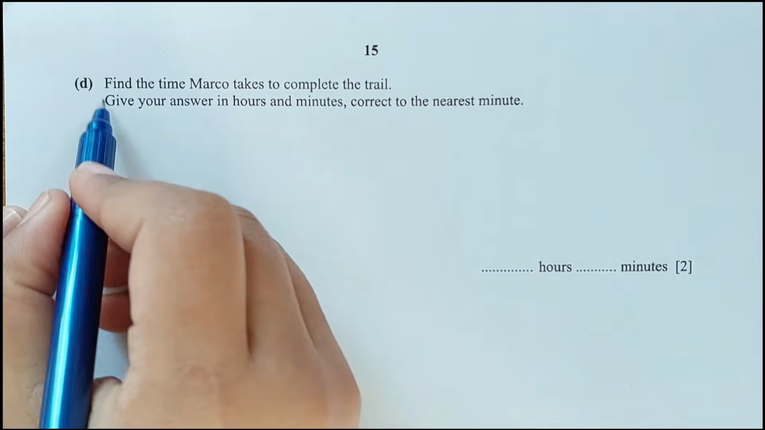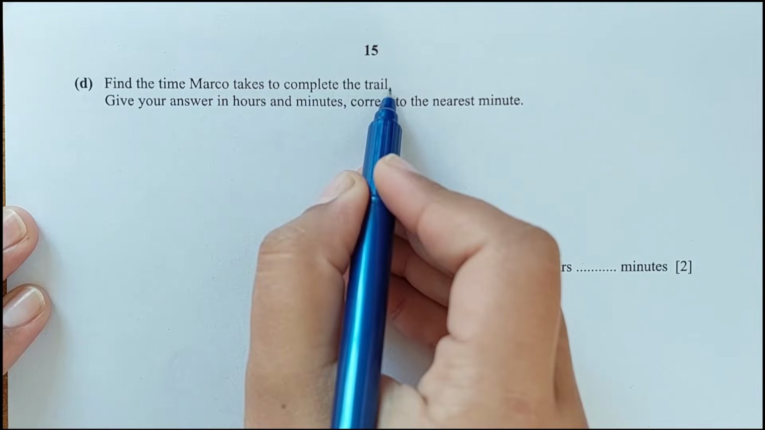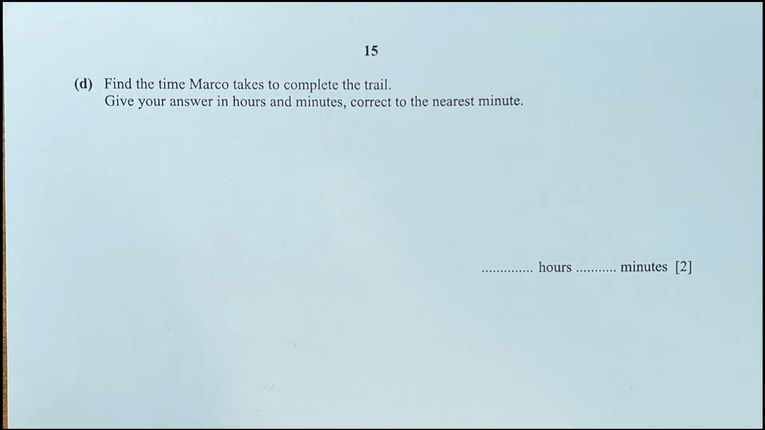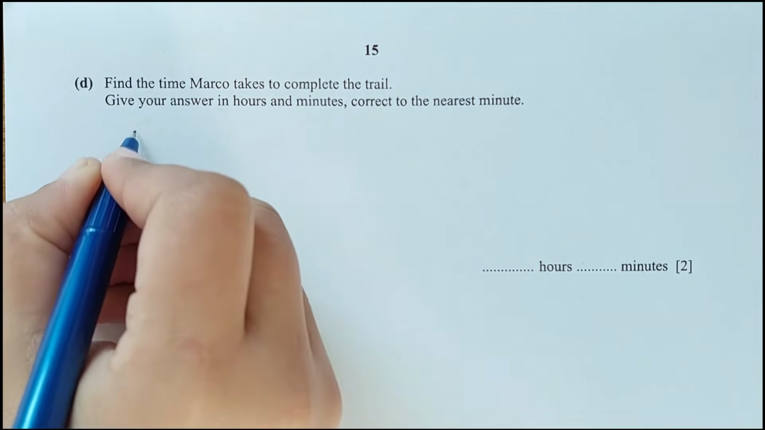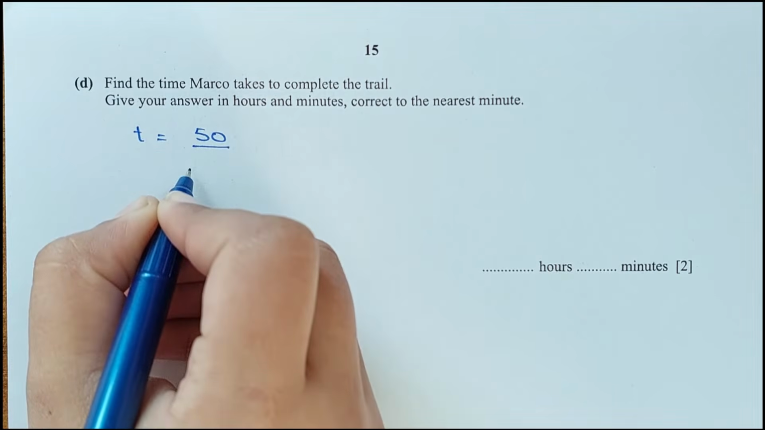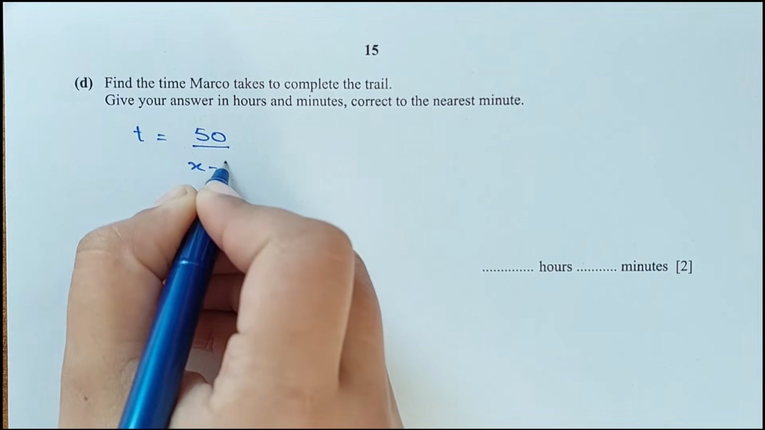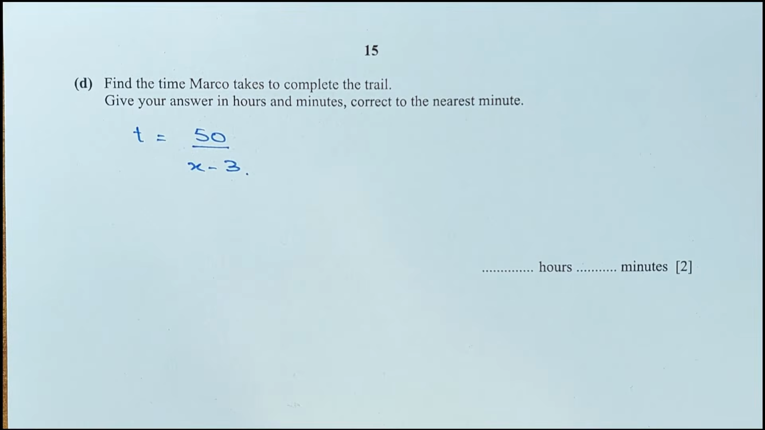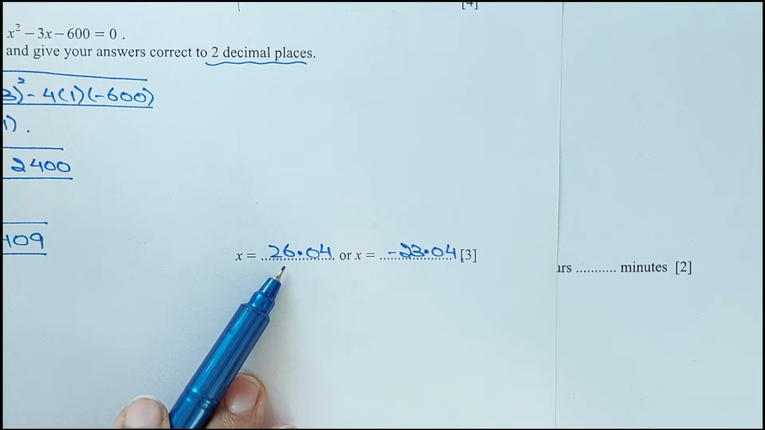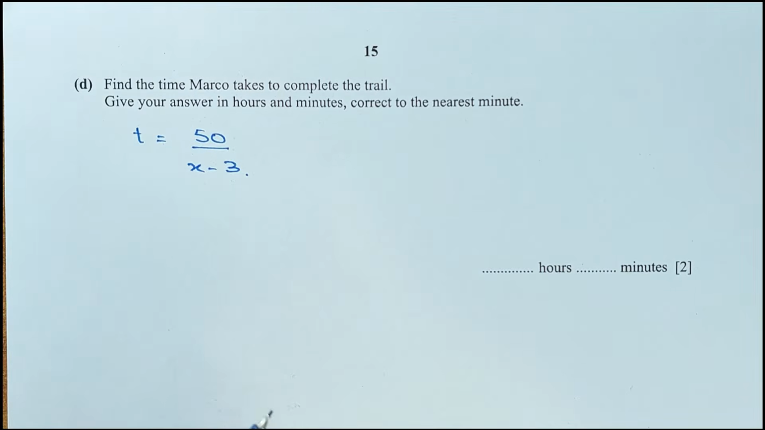Now for part D, find the time Marco takes to complete the trail. Give your answer in hours and minutes, correct to the nearest minute, right? So the time Marco takes is distance over speed. The total distance is 50 kilometers, and Marco's average speed is x minus 3, right? So the x value, we have to take the positive one, not the negative one, because time can never be negative.